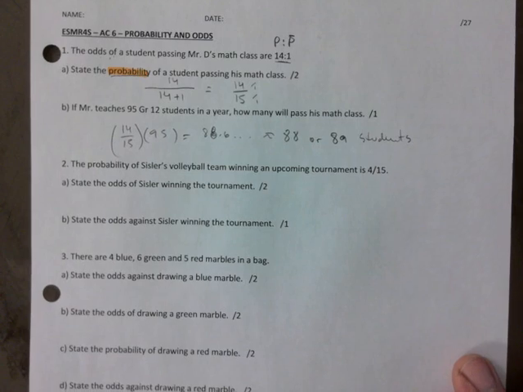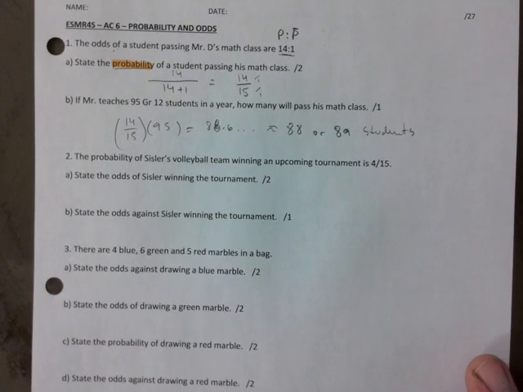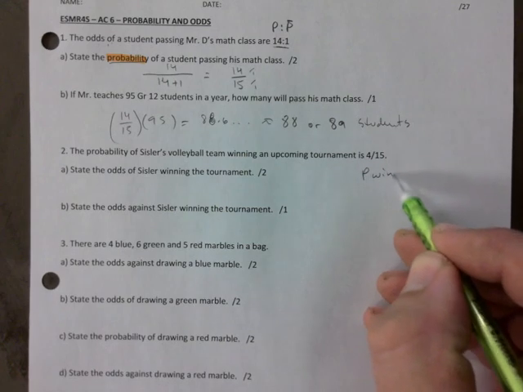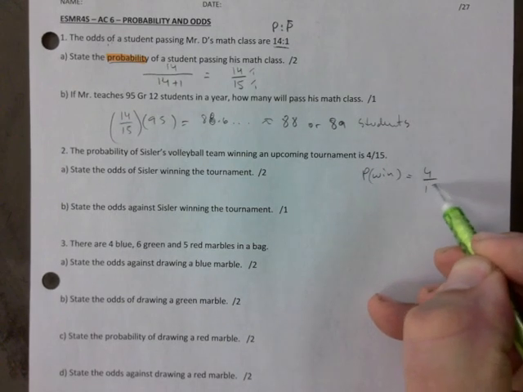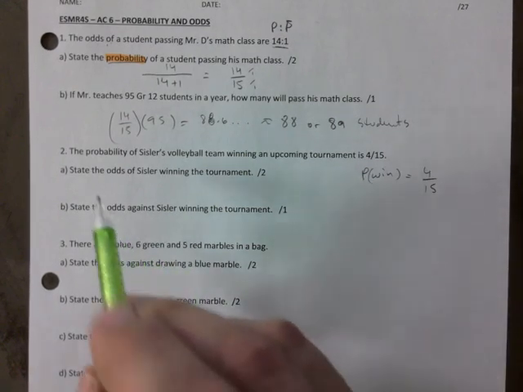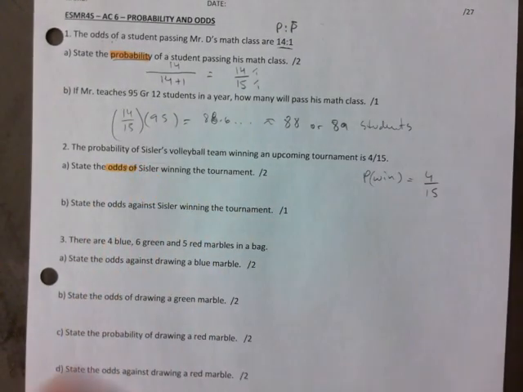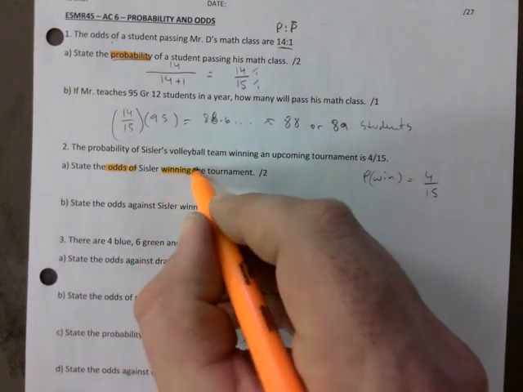The probability of Sisler's volleyball team winning an upcoming tournament would be 4 over 15, right? So that's basically saying this, right? Probability of win is 4 over 15. That's what this is saying. So now we're asked, what are the odds? Odds of, so odds in favor of winning.